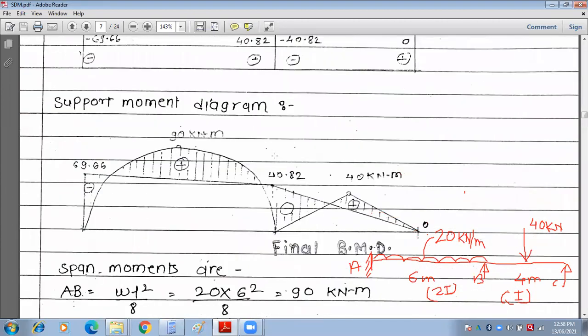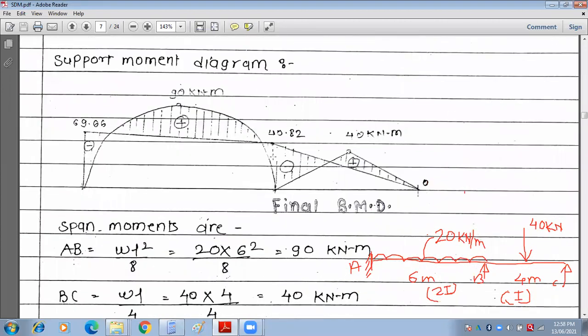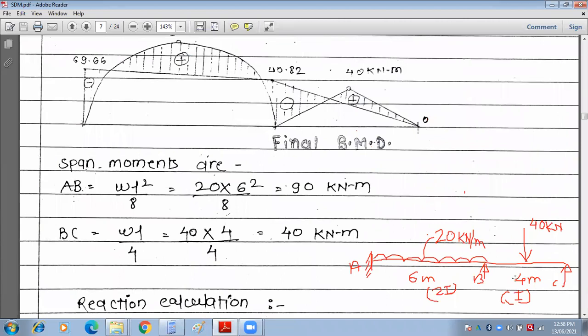And here for the simple span moment, as we know, if you see here, this moment is the simple span moment, the center span moment. For the span AB, as we know this carries a UDL, therefore WL square by 8, W is 20, L is 6, so 20 into 6 square by 8.